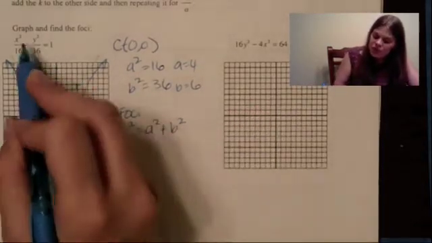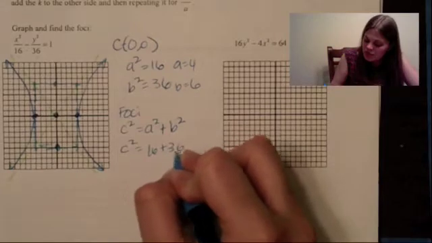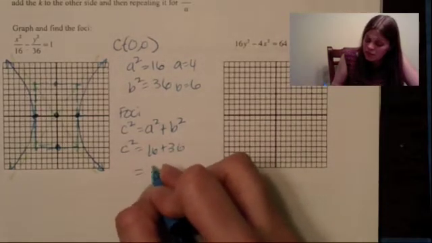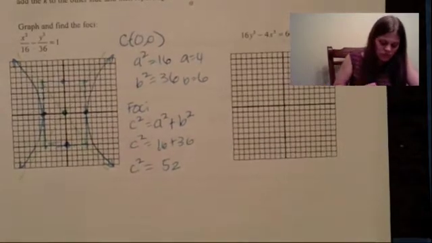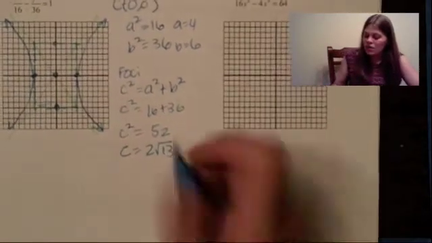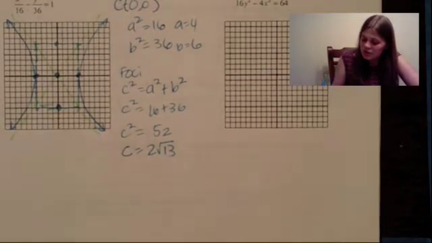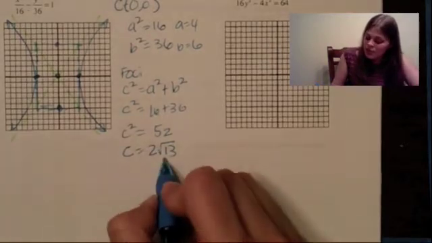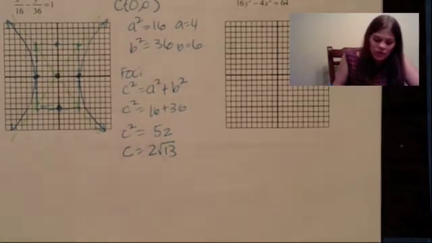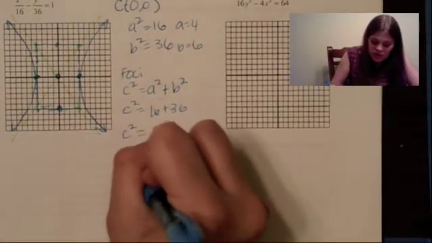Now, your foci are found in a similar manner, but it's c squared equals a squared plus b squared. So if there's a minus in the equation, there's a plus here. So c squared is 16 plus 36, so I get 52. So it's 2 root 13. I was having problems thinking of what was divisible into 52 and if it would break down enough to pull something out. So 2 root 13 is your c value. If you do 2 root 13 in your calculator, not 139, just 13, you get 7.211.